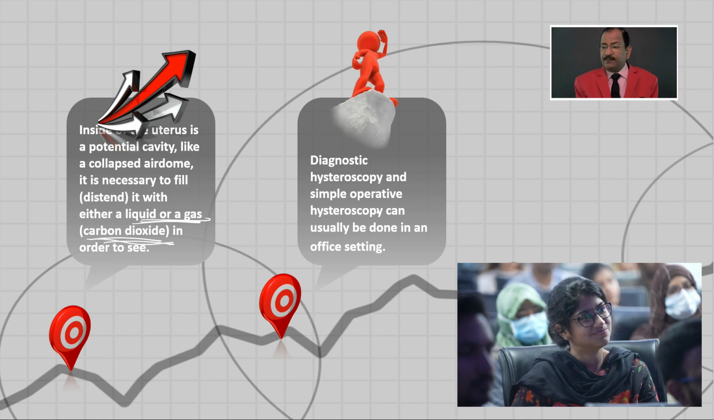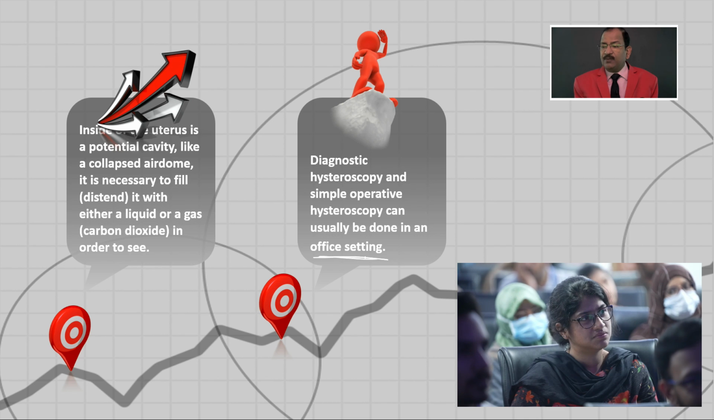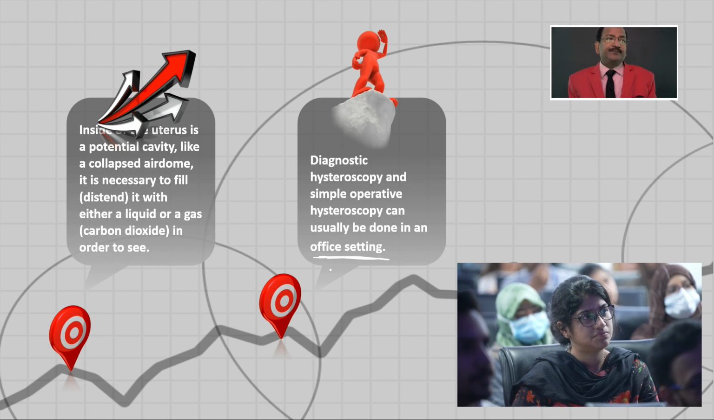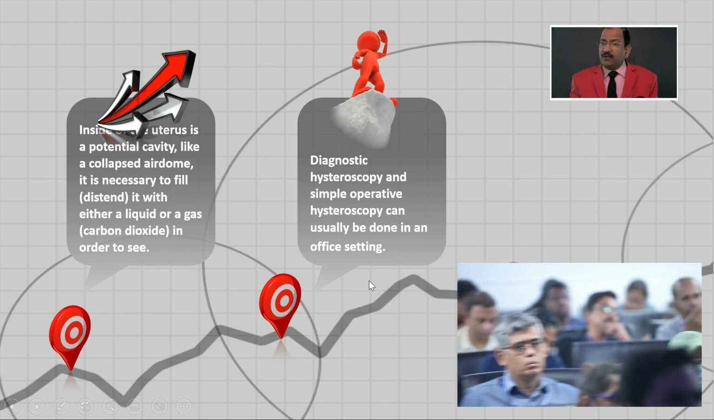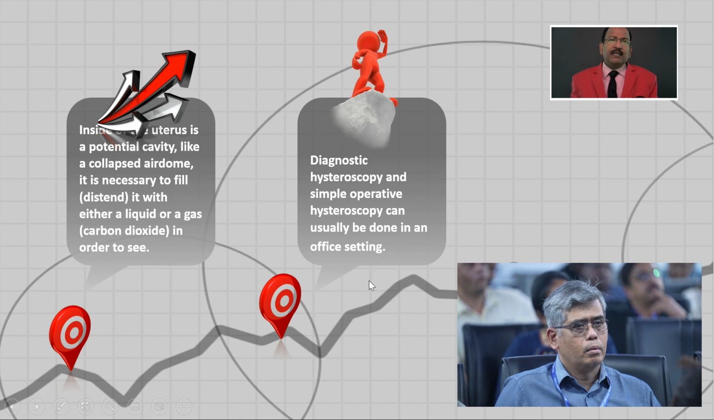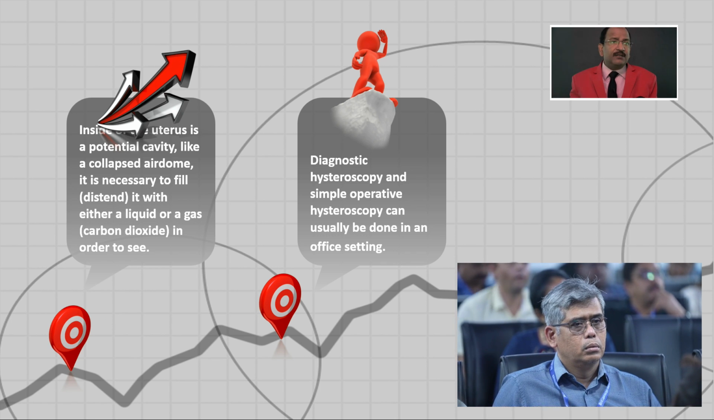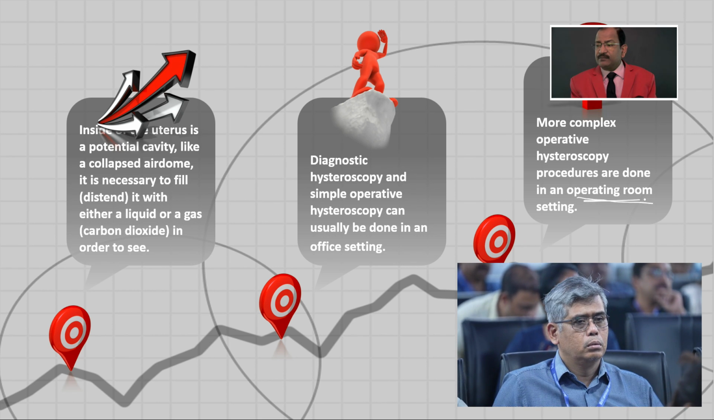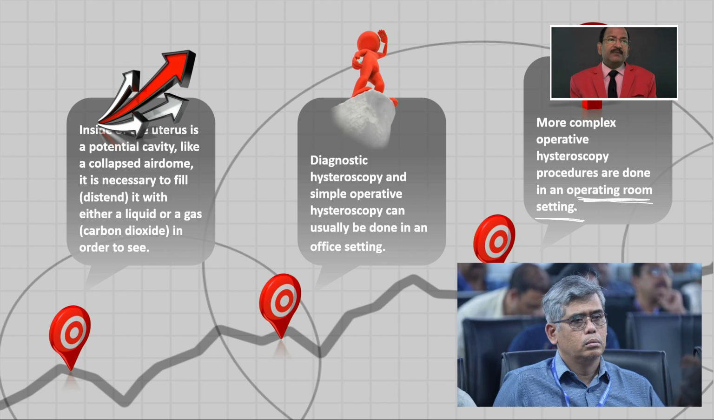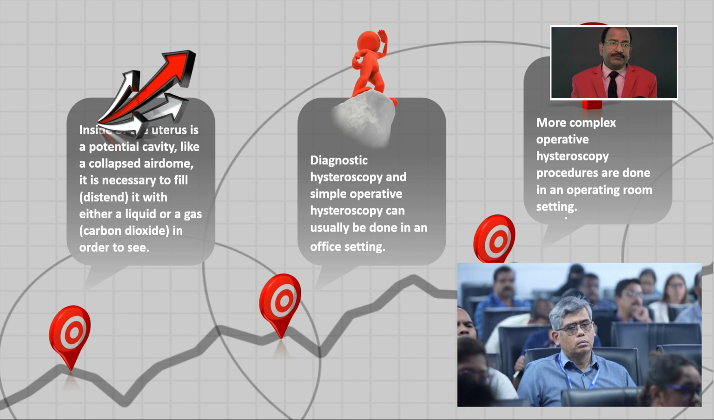Diagnostic hysteroscopy you can do in an office setting, in the OPD also, especially if you have a Versascope, because you don't need any dilatation. Only 4 to 5 mm is sufficient. Cervical dilatation is not required. But for complex operative procedures, you need an operating room setting, because the patient needs anesthesia, either spinal or GA you can use.